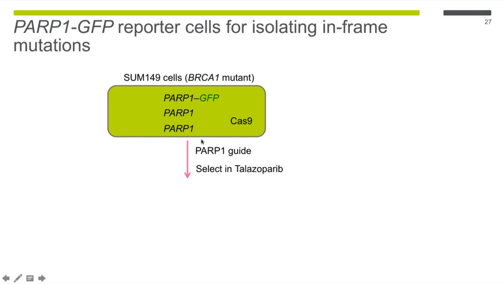So yeah, in these cells we have PARP1-GFP being expressed from one of the endogenous PARP1 genes, and SUM149 cells are a little bit aneuploid, so I think there are actually about 5 copies of PARP1 in these cells. So then the idea is we could introduce our PARP1 guide library here and then select the cells for talazoparib resistance. So that means that we should get a loss of function of PARP1.